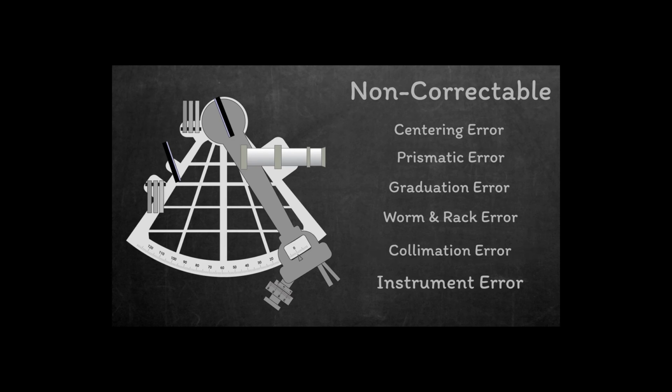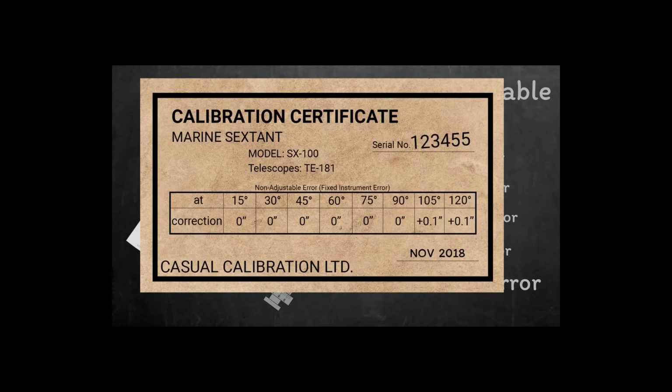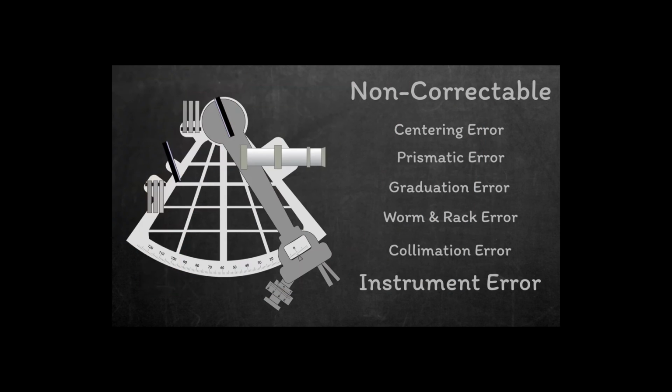And finally we've got instrument error. This is actually just a total of all the non-correctable errors that we've already discussed. It gives the user an easy way to apply all those manufacturing errors to their readings. Sextants come with a calibration card which gives this instrument error. In theory the error should be negligible, but you can see from this example card that as the sextant reaches its extreme setting, you do need to take account of the instrument error.